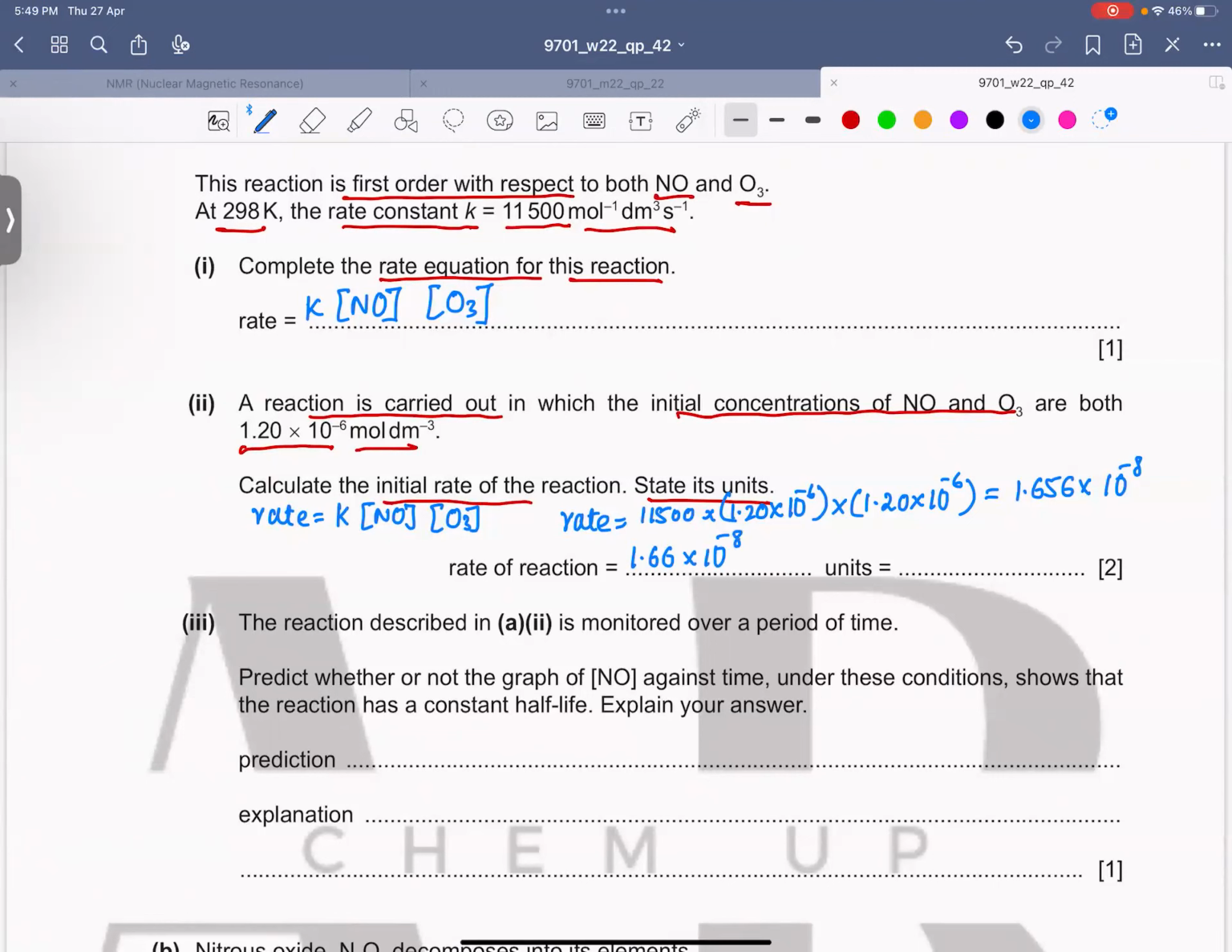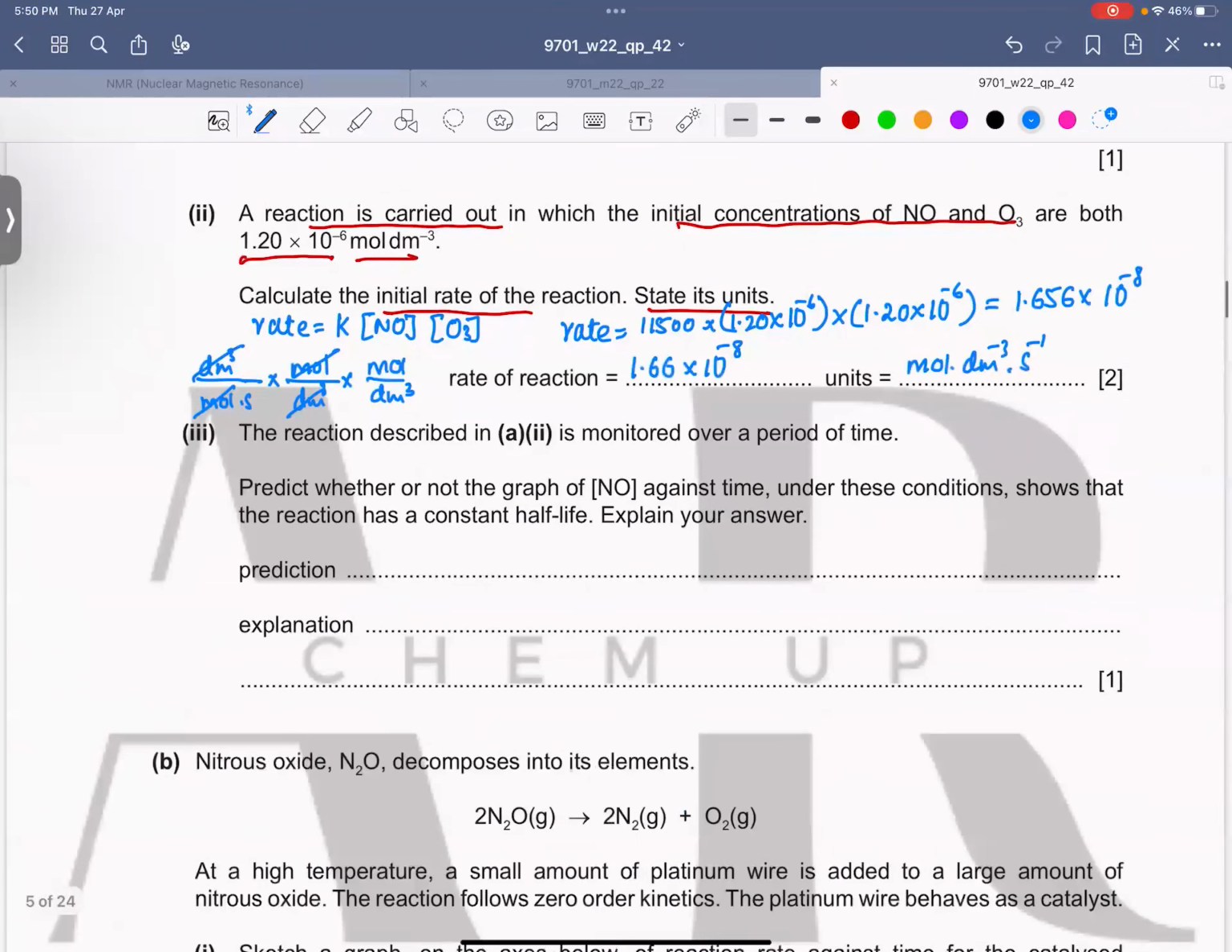Now I have to find the unit. The unit of rate constant is dm cube per mole per second, times concentration of NO mole per dm cube, times concentration of ozone mole per dm cube. So these mole and dm cube are cancelled out, and we are left with mole per dm cube per second. That is also the unit of rate. Is this clear? Yes, sir. Okay.